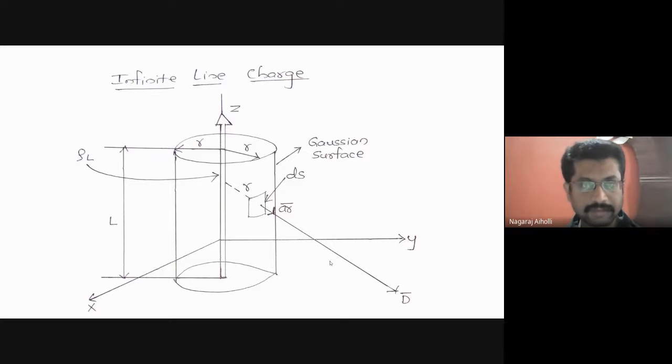Okay, consider the infinite line charge placed along the z-axis. The infinite line charge is placed along the z-axis from minus infinity to plus infinity.